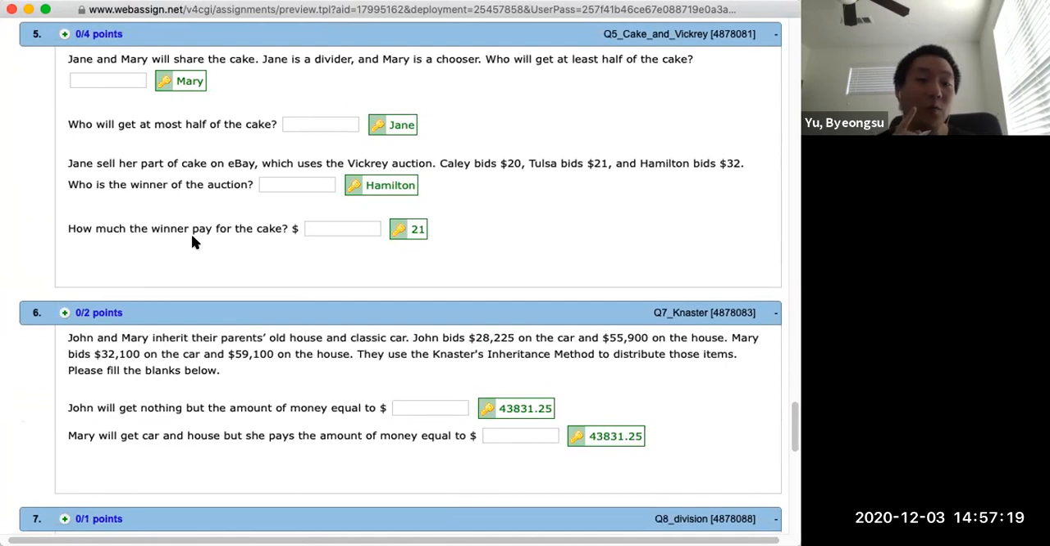So in the bakery auction, what you need to remember is that definitely the person who bids the most gets the item, but he will only pay the price of the second highest bid. So in this case, Jane sold her piece of cake on eBay, which is not very realistic, but anyway, it uses the bakery auction. Carrie bids $20, Tulsa bids $21, and Hamilton bids $32. The highest bidder is Hamilton, so Hamilton is definitely the winner of the auction, but Hamilton will only pay the second highest bid, which means $21, right? So Hamilton will pay only $21 instead of $32. That's the bakery auction.